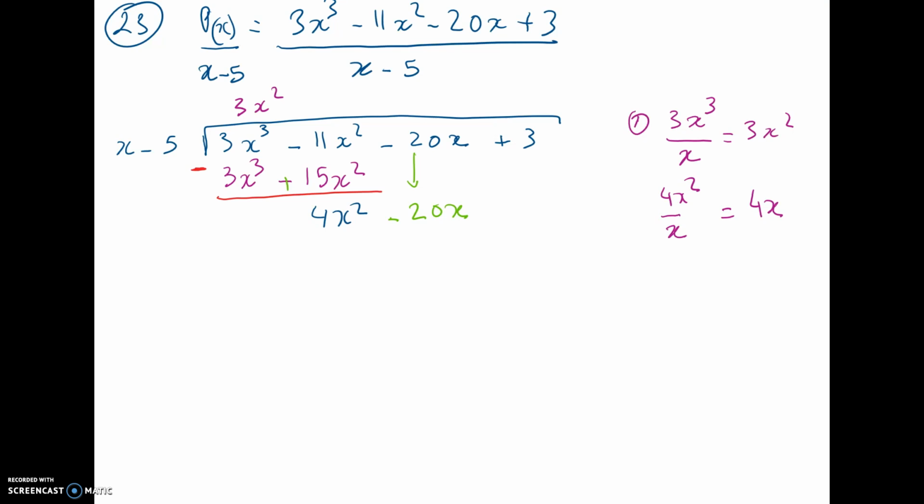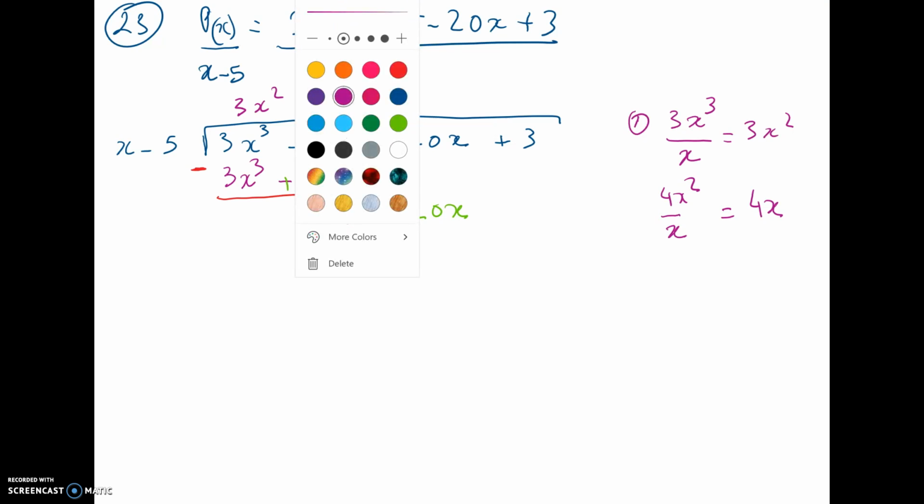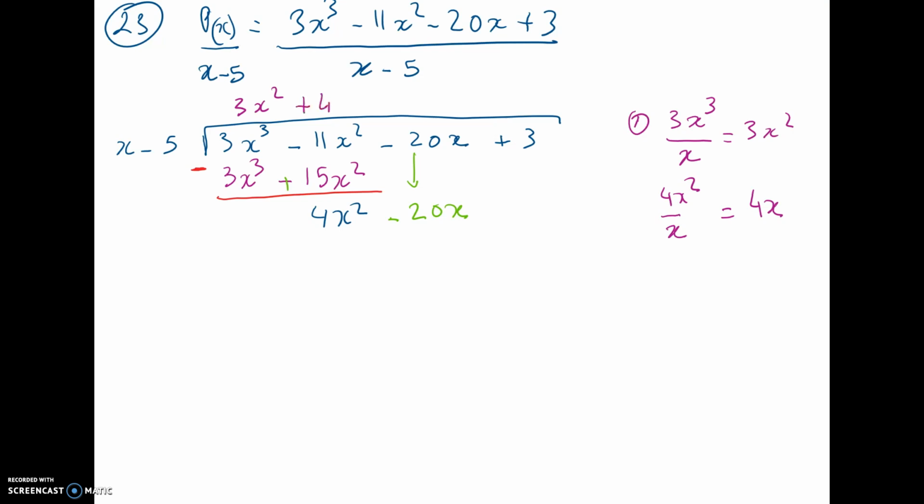So I'm going to put plus 4x. 4x times x equals 4x squared, and 4x times negative 5 equals negative 20x. I am going to subtract, and when I'm subtracting, negative 20x becomes plus. Now I end up having 0. 4x squared minus 4x squared is 0, and then negative 20x plus 20x, because negative by negative gives me a plus, gives me 0. I bring down a 3, and now there is nothing that I can do.